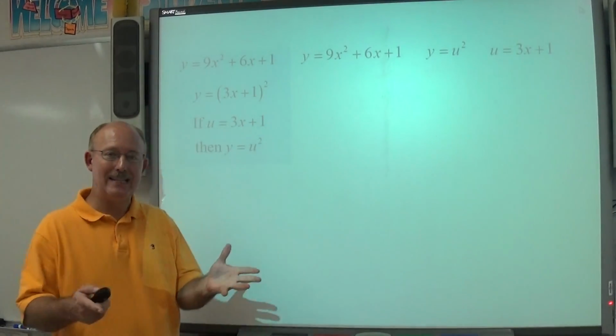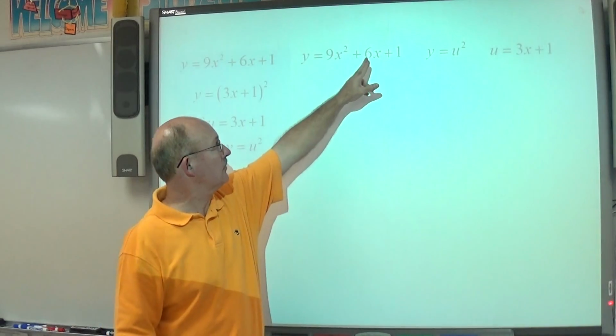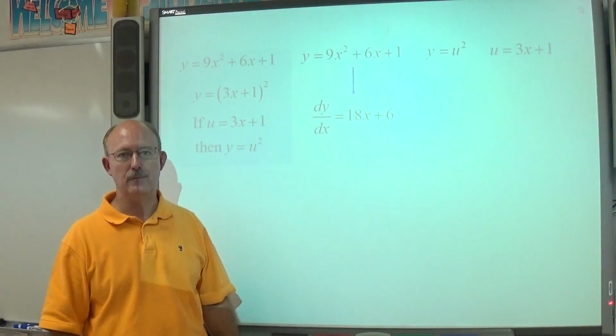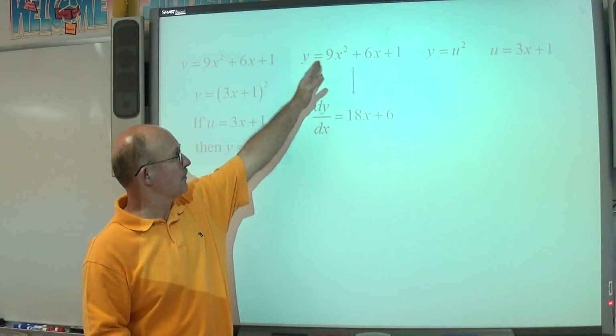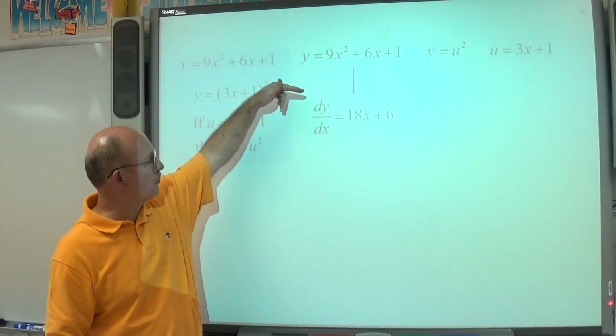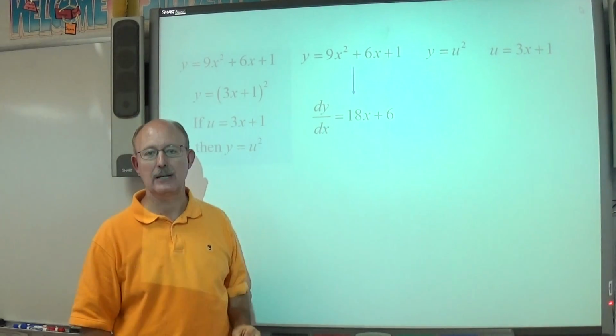Now first, let's go ahead and describe the derivative of the original function. The derivative of 9x squared is 18x. The derivative of 6x is 6. So here's the derivative of the original function. Now, the original function is in terms of y and x, so when you take the derivative, you're taking the derivative of y with respect to x, which is 18x plus 6.